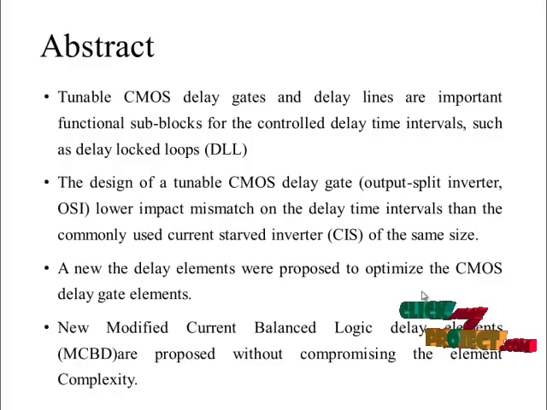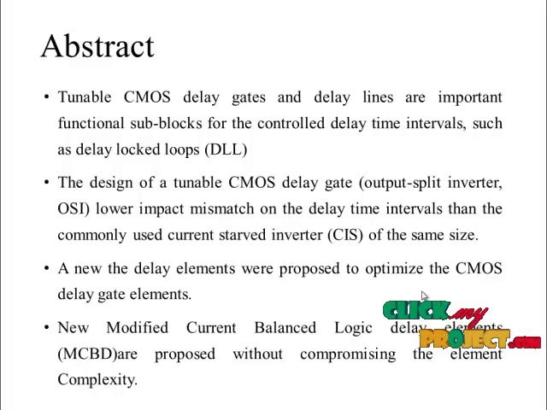The main difference between these structures lies in the location of the current limitation transistor, on the inverter's output rather than the side of the power rail. This improves the dynamic performance of the proposed output split inverter, that means OSI circuit, reducing the influence of the MOS transistor mismatch on the generated delay time variability.